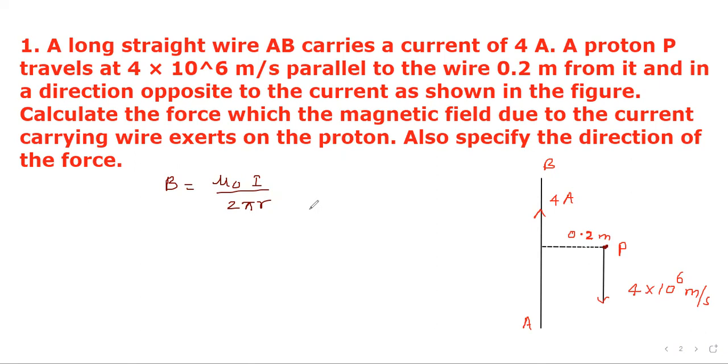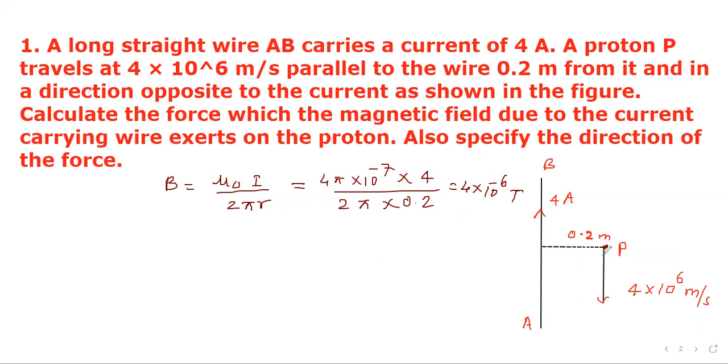So let's evaluate the value of the magnetic field first. We put the values. So 4 pi into 10 to the power minus 7 into current, which is 4 ampere, divided by 2 pi times r, separation is 0.2. And this will give 4 into 10 to the power minus 6 Tesla. So we have got the magnetic field.